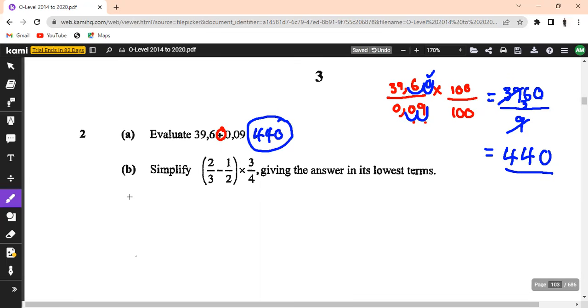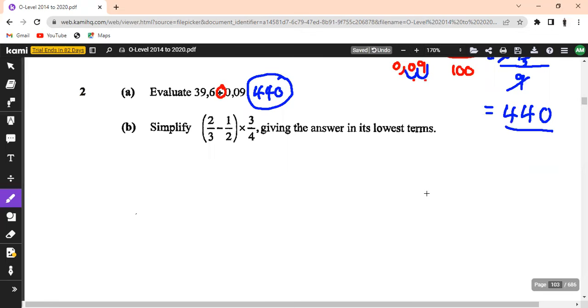The next part of the question is to simplify 2 over 3 minus 1 over 2, times 3 over 4, giving your answer in its lowest terms. So BODMAS, guys, remember I told you that BODMAS still exists. Applying our BODMAS, we've got brackets first. So you have to work out the brackets first, which is 2 over 3 minus 1 over 2.